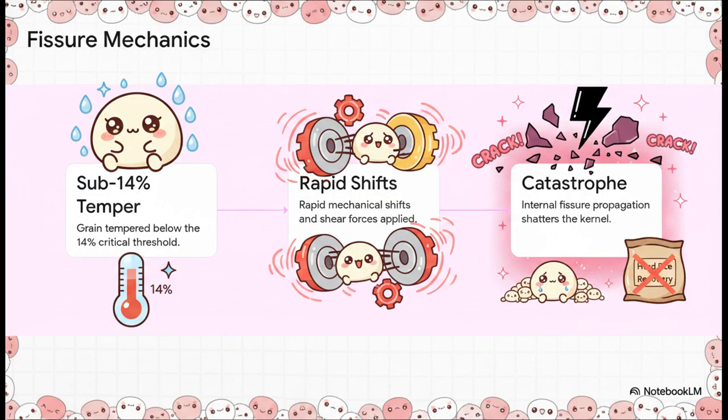Step 1. The grain is tempered below the 14% threshold, leaving the internal starch matrix inflexible and brittle. Step 2. It gets hit with the rapid mechanical shifts and shear forces of the milling chamber. Because it can't absorb the kinetic energy flexibly, we hit Step 3. Catastrophic internal fissure propagation. Microcracks rapidly spread through the starch endosperm, and the kernel literally shatters from the inside out. Your head rice recovery numbers absolutely tank.